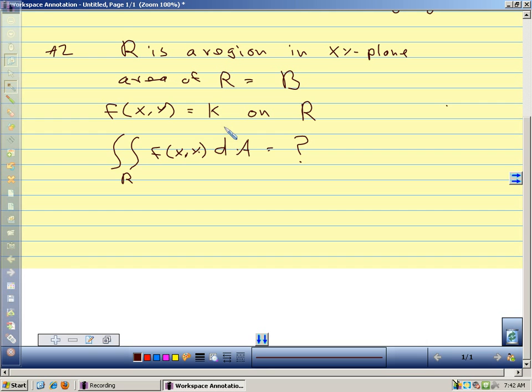And what is the double integral over the region of f of x,y dA? What does that give us? The volume. So if our height is constant and the area of the region is B, what's going to be the volume of that region? BK, the area of the base times the height. So that's going to be B times K. So we didn't even have to integrate. All right, those are my first two questions.